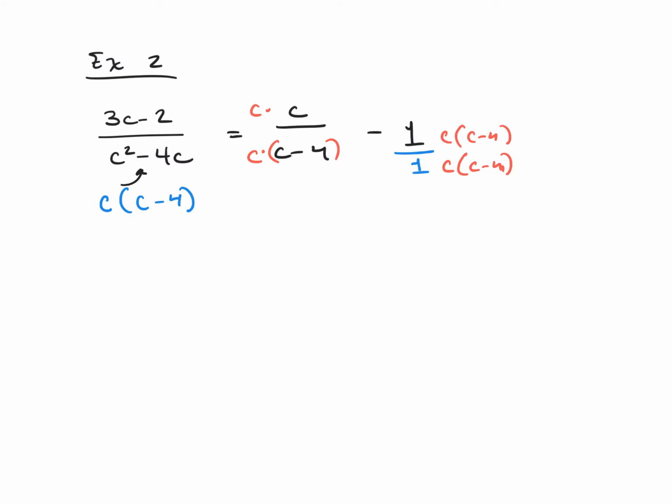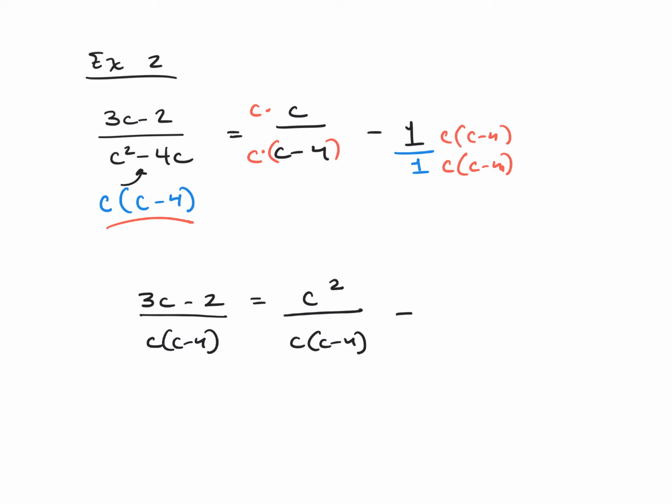And now from here, I'm just going to rewrite this expression. The bottom over here doesn't need anything, so I can rewrite this now as 3c minus 2, all over c times c minus 4, is equal to c times c, which is c squared, all over c times c minus 4, minus, and then I get this problem here, which is going to be minus 1. Oops, my bad, I wrote a negative sign. So this is c times c minus 4 all over c times c minus 4.